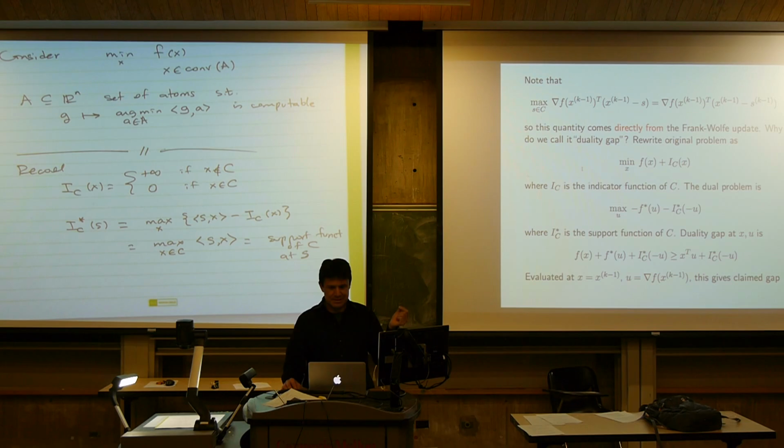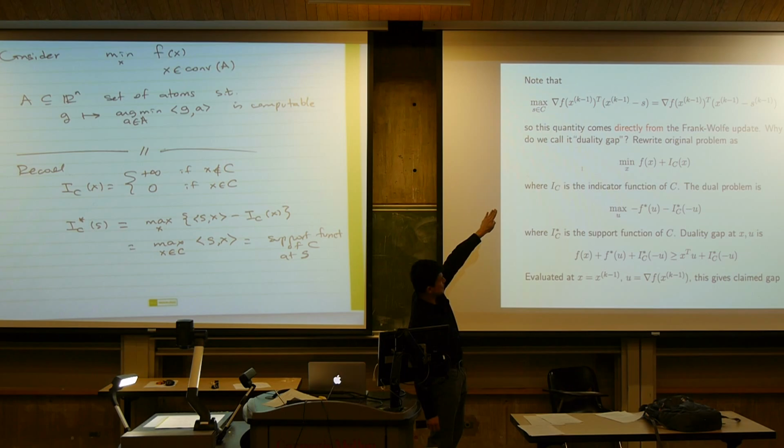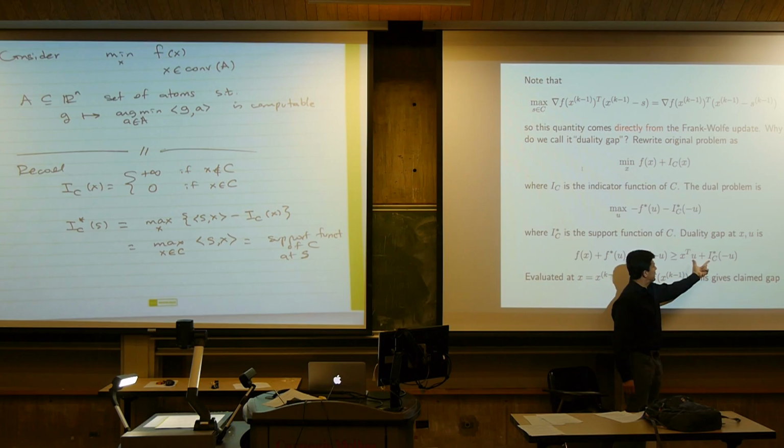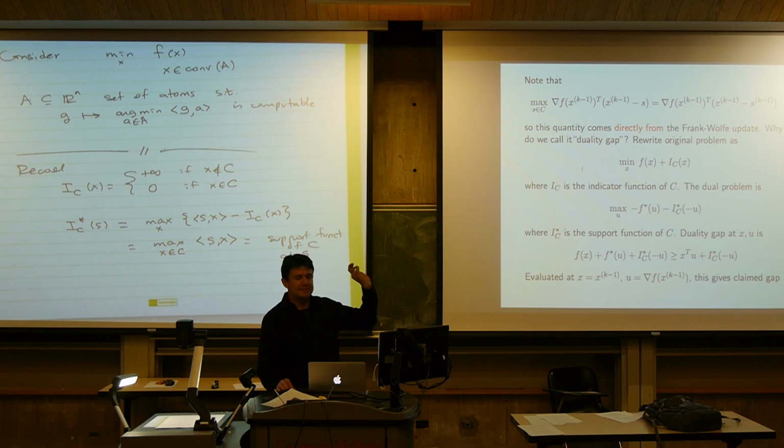The g that we had before, which is what is written at the very beginning, the g is gradient times x minus s, turns out to be simply what you get here when you plug in, again, x_{k-1} and the gradient, all right? So that is the duality gap, okay?